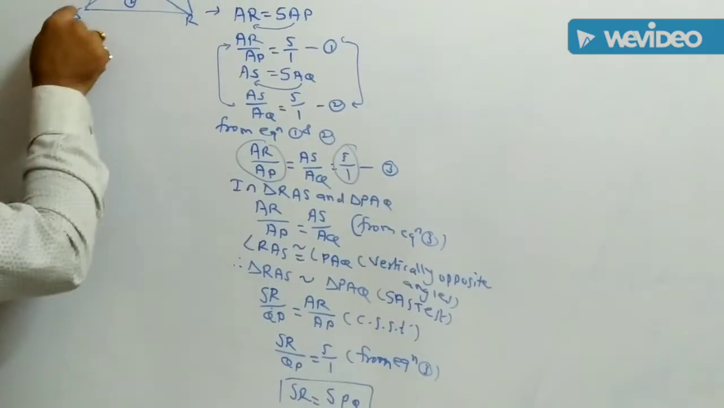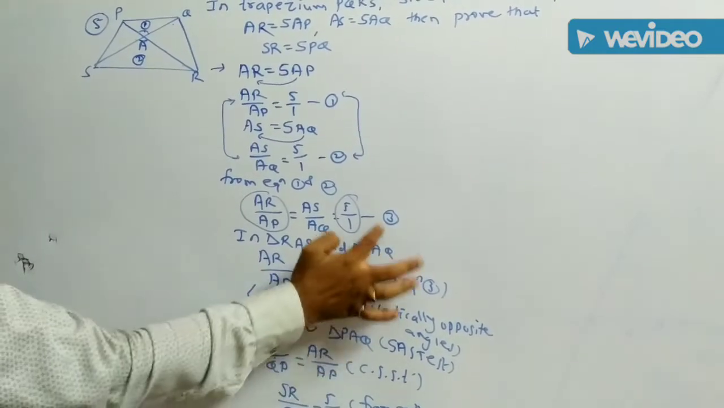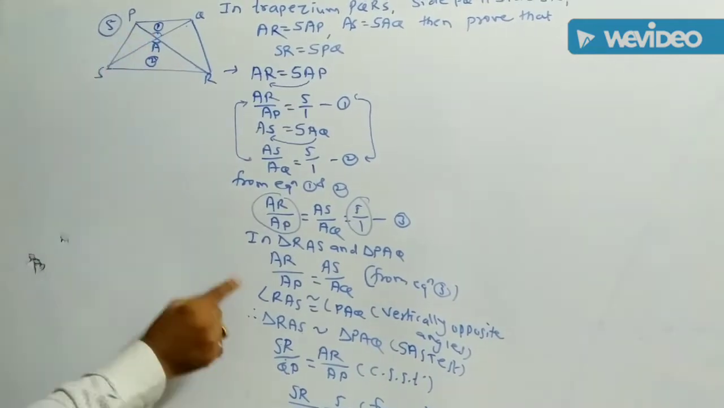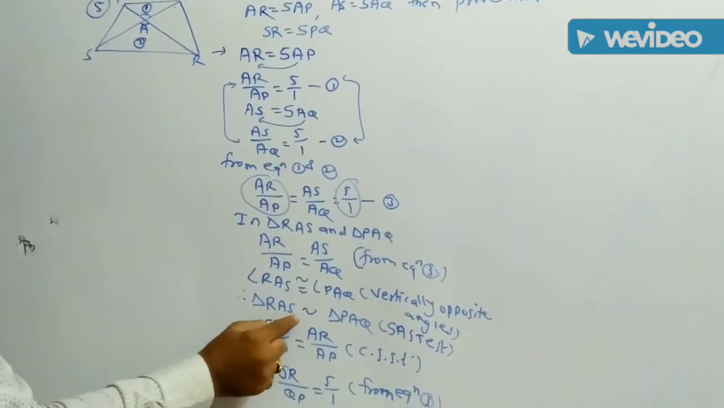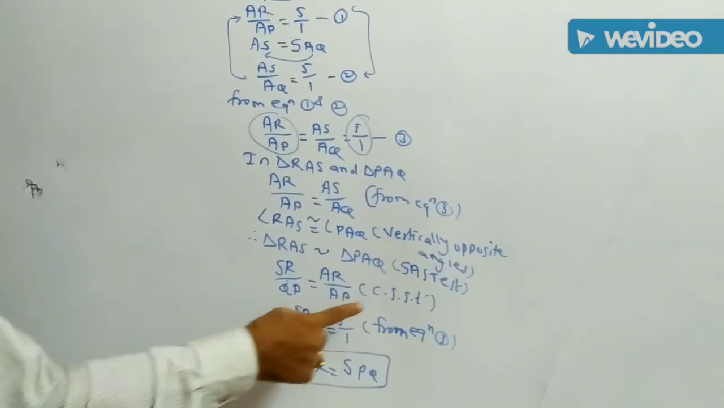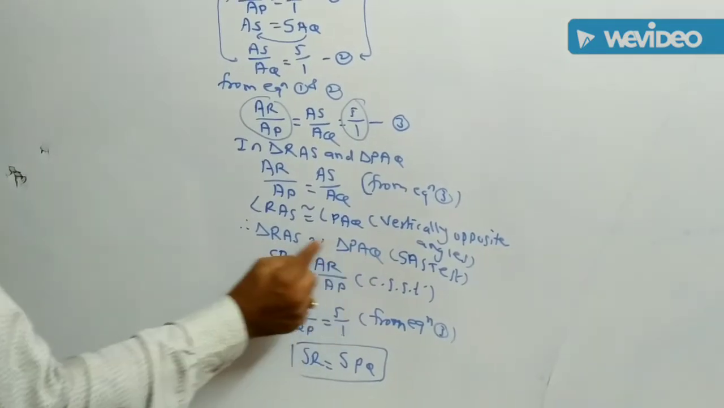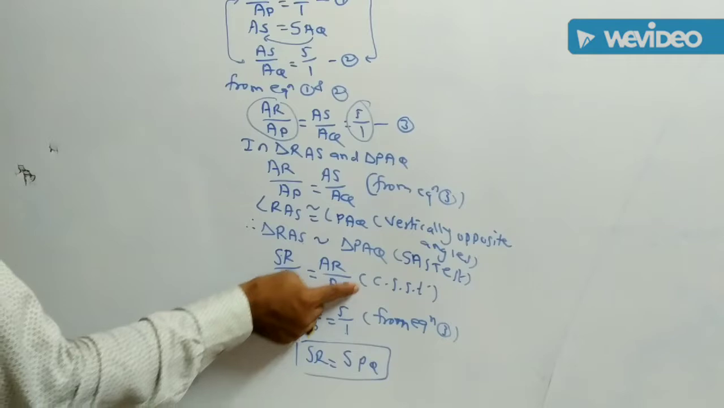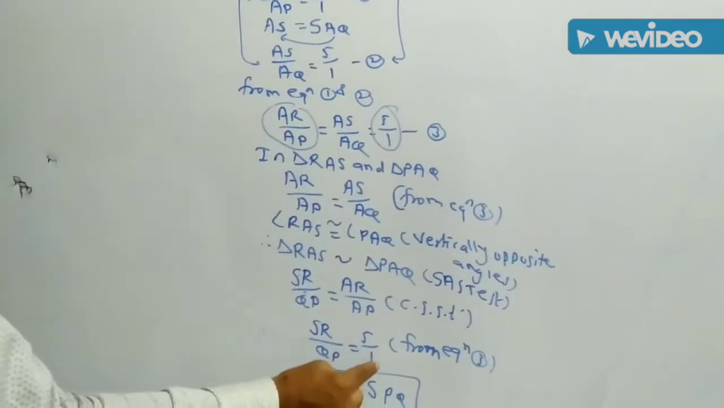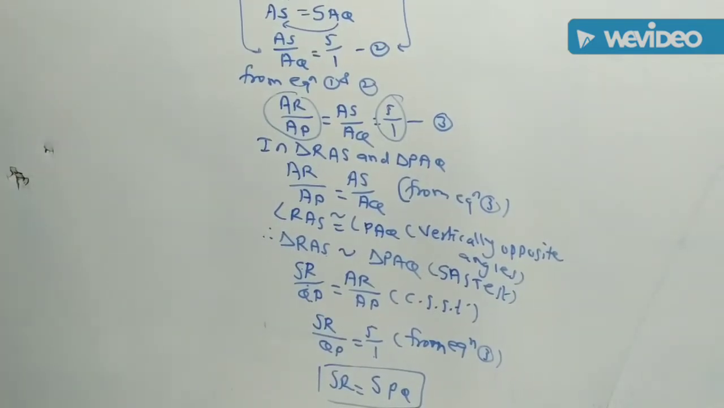Now in triangle RAS and PAQ, in both the triangles two sides are in same proportion from equation 3 and their included angle are vertically opposite, therefore both are congruent. Therefore both triangles are similar by SAS test. Now corresponding sides of similar triangles are in same proportion, therefore we write SR upon QP is equal to AR upon AP. Now from equation 3 we write AR upon AP as 5 upon 1 and then taking cross multiplication we'll get SR is equal to 5 PQ.